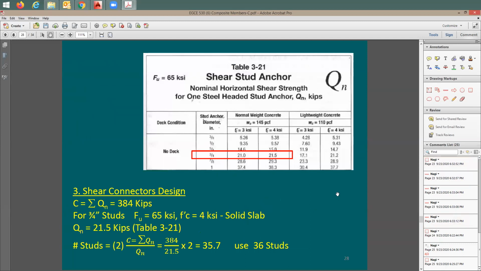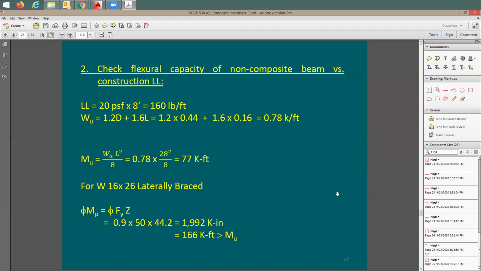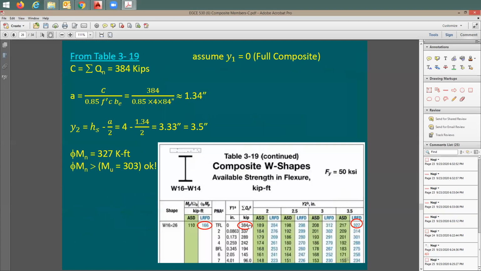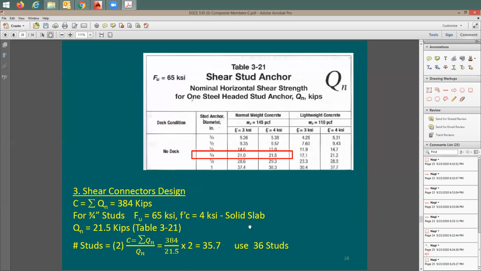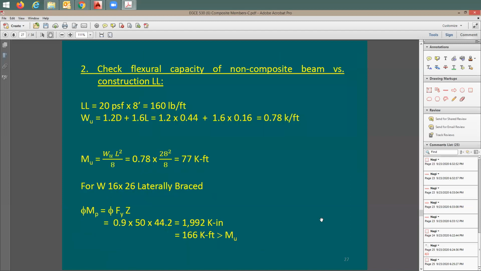All right, now I need to figure out the number of studs. I know that the compression force based on full composite is 384 kips that I need to transfer from tension to compression. I'm going to go with 3/4 of an inch, 21.5 kips for the capacity of one stud. The total number is going to be 2 times 384 divided by 21.5. Why 2? Because each side will need this compression force divided by the capacity of one Nelson stud. I'm going to be using 36 studs total for the entire beam span. We're good? All right. Now let me go back one slide and look at the values.